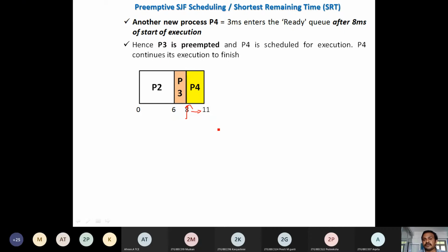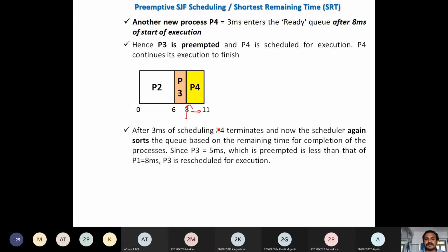Which one is going to be scheduled next? P1 or P3? P3, sir. P3, because after 3 milliseconds of scheduling, P4 terminates and now the scheduler again, you can observe here, sorts the queue based on remaining time for completion of the process. So P3 is left with 5 milliseconds and P1 has 8 milliseconds. Therefore, P3 is once again rescheduled for execution.